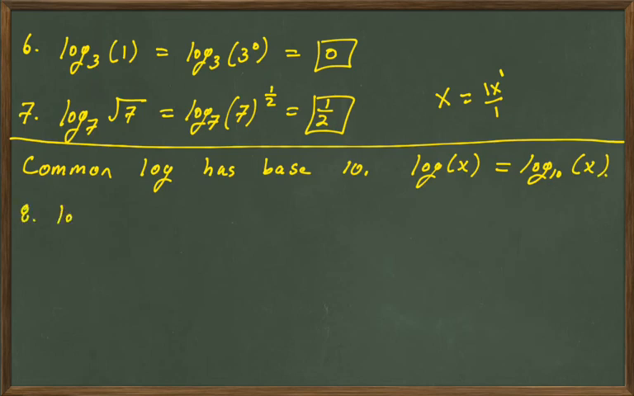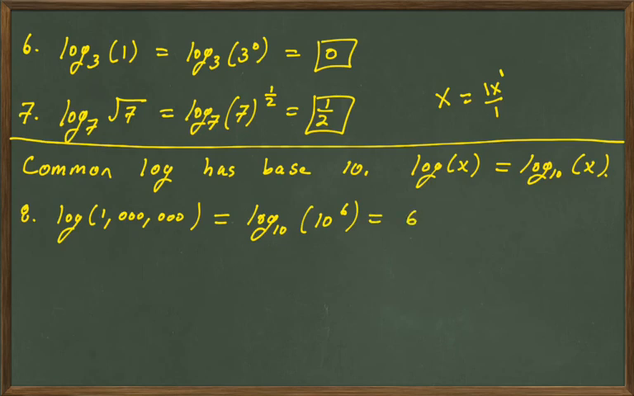So for example, if I wanted to simplify log of 1 million, I know that the base of the log is base 10. So is 1 million a power of 10? And the answer is yes, it's 10 to the 6th power. So now you have the bases matching up, so we're left with 6.